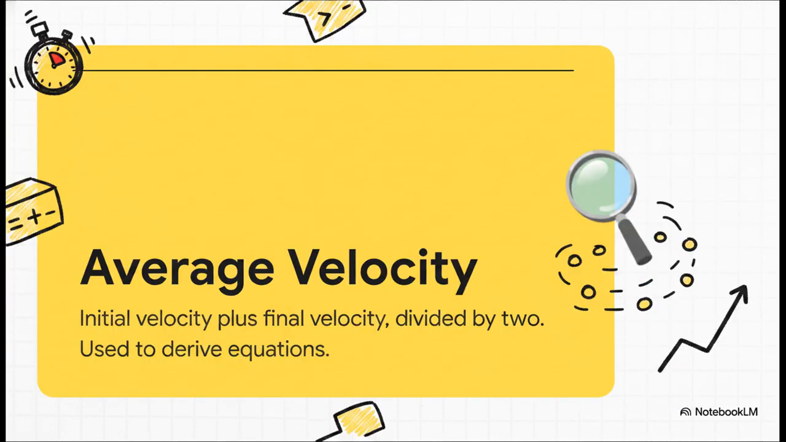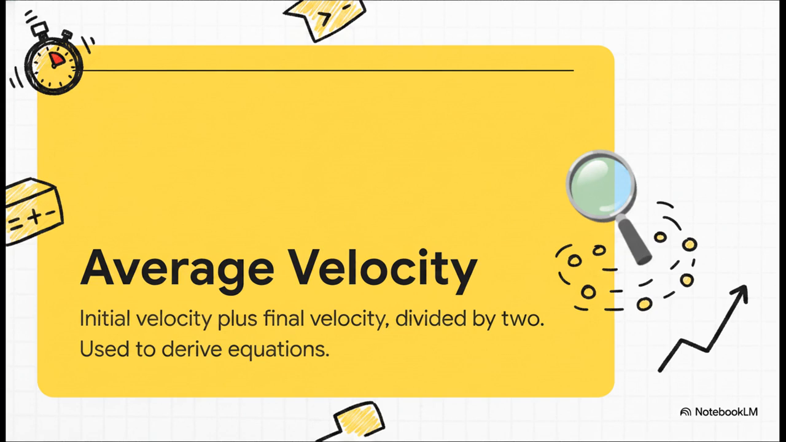Now, if you actually need to derive the second and third equations from scratch on a test, just rely on this master key formula. Average velocity is simply initial velocity plus final velocity, all divided by 2. Just take this master key, substitute it into your basic displacement equations, use a little bit of algebra to swap out time or velocity, and you can cleanly derive the rest.